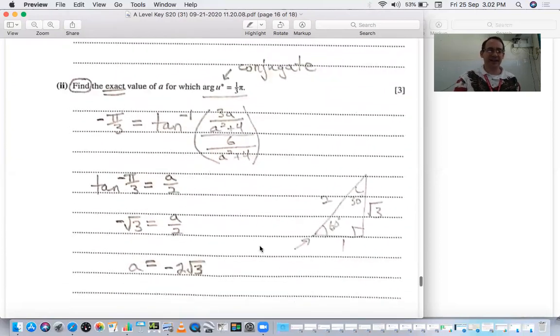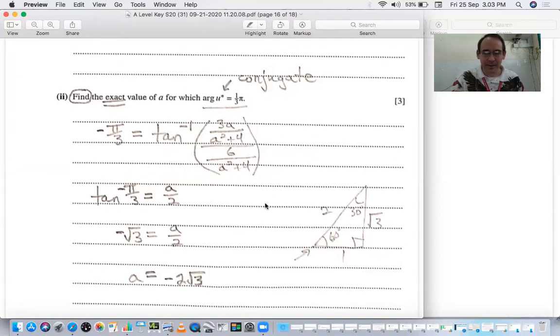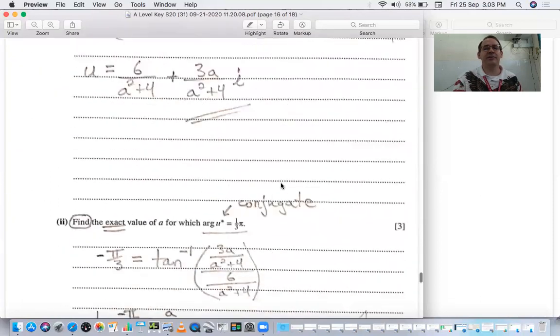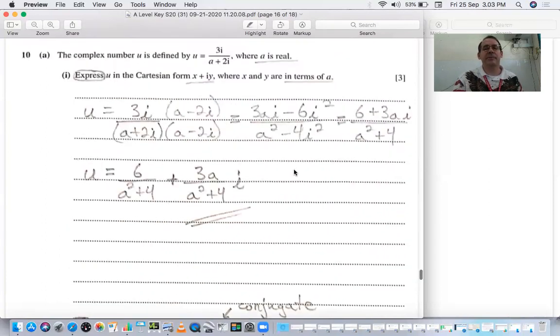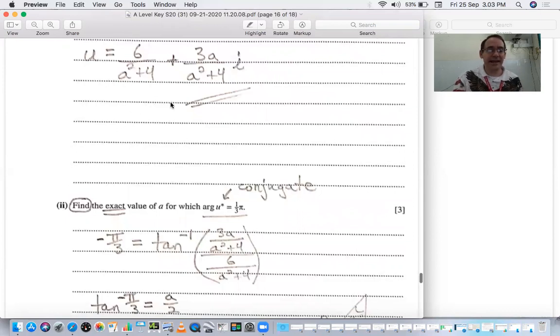Moving on, find again the exact value. Have been having a lot on this test of exact value of a, for which the argument of u star, argument raised to the star, equals pi thirds. Now that star means we're talking about the conjugate, not the original u. The original u, remember it said that a is real, and I'm kind of assuming a is positive, but basically if you look at a as being a positive number, you would be going to the right on the real axis and then up on the imaginary axis. Okay, so over and up.